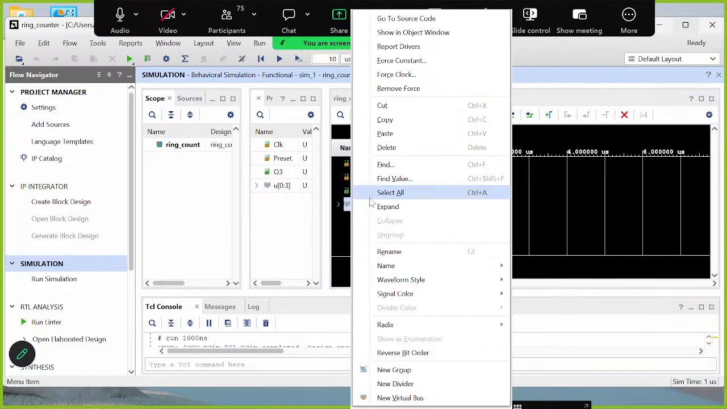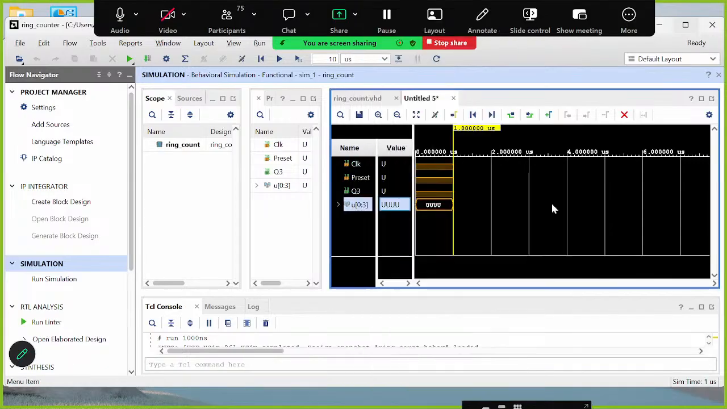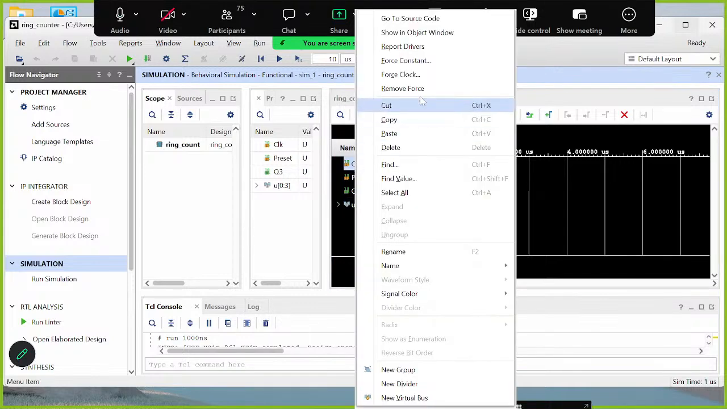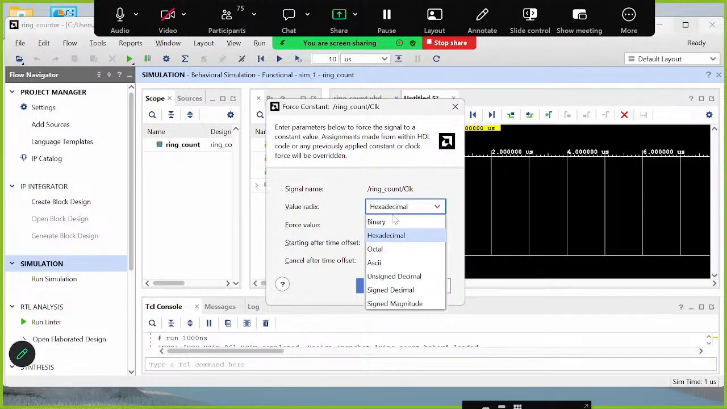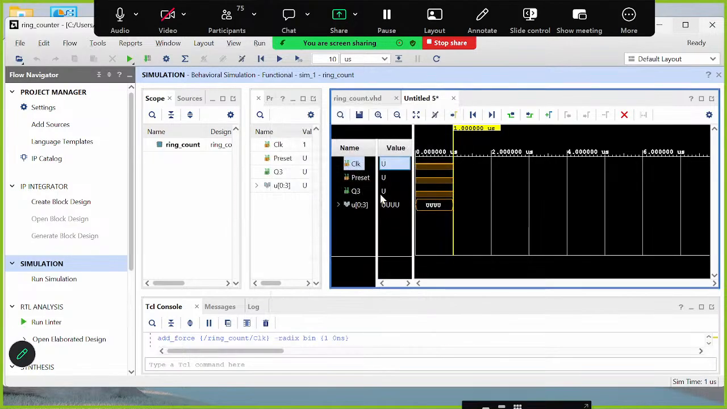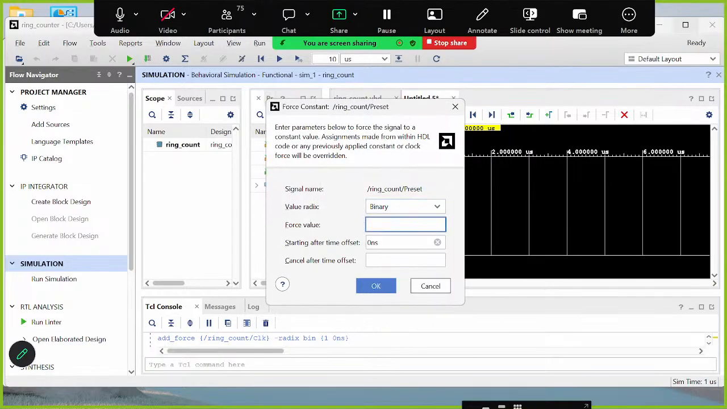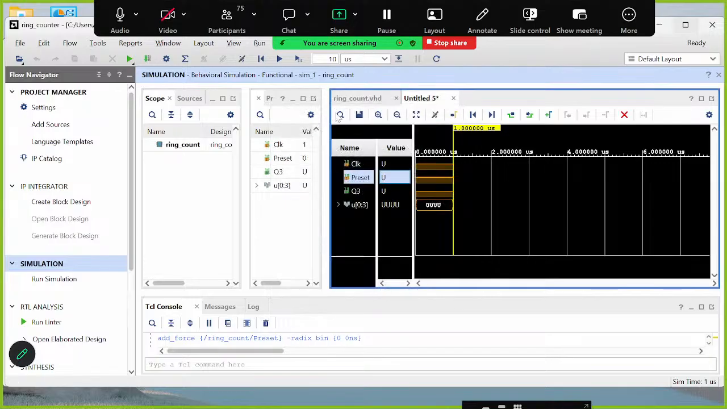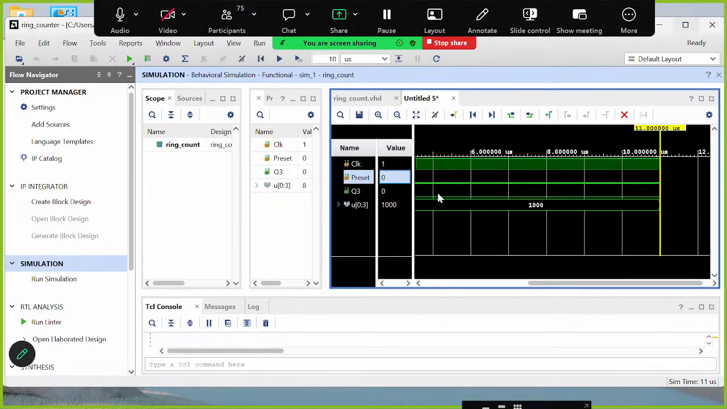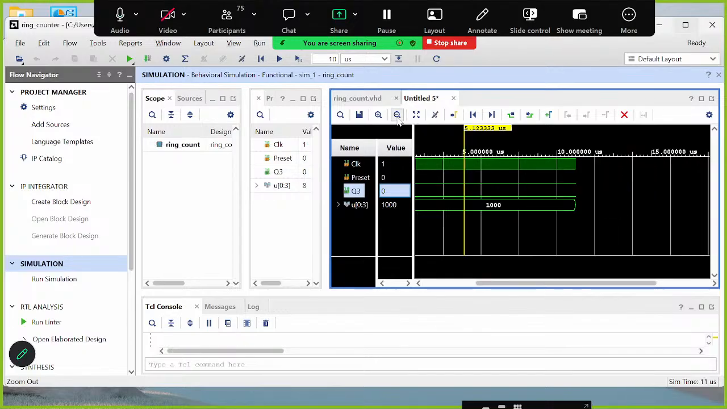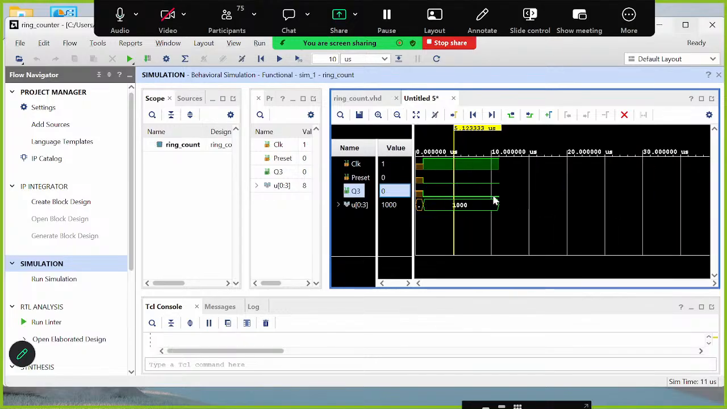First of all, change the radix to binary. Make clock 1, make preset activated. Now run for a specified period of time. Now you can see the problem is solved. Initially, your output also gets 0. The value of U3 is updated to the Q3.